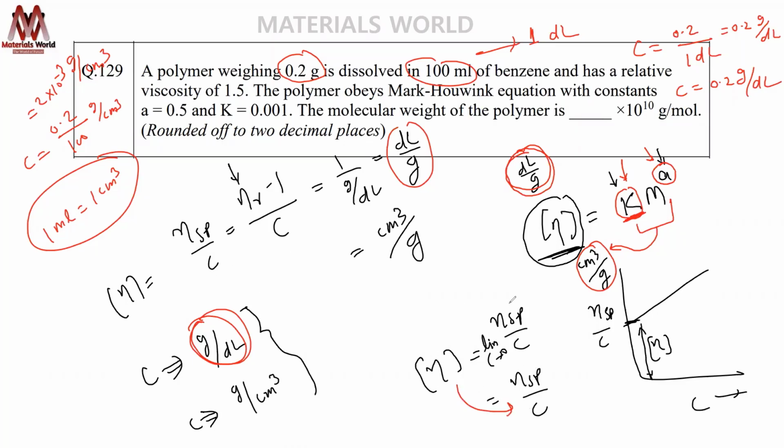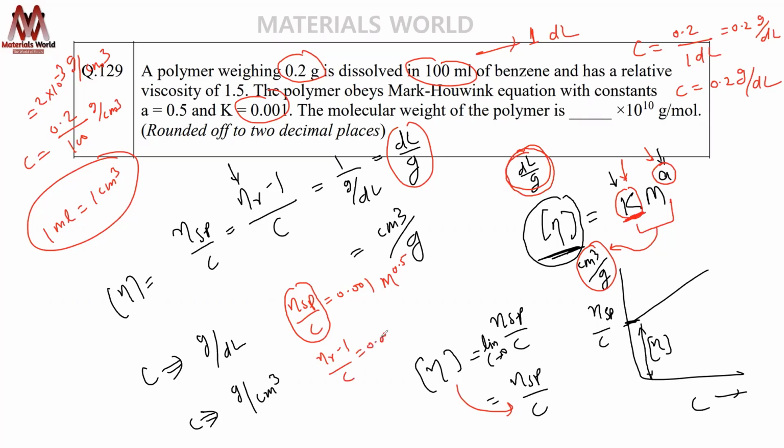So in the Mark-Houwink equation, just put here. Eta specific by C equals K, which is given as 0.001, and M to the power A, where A is given as 0.5. Now eta specific by C, you can calculate. C is given and relative viscosity is given. So eta R minus 1 by C equals 0.001 M to the power 0.5.